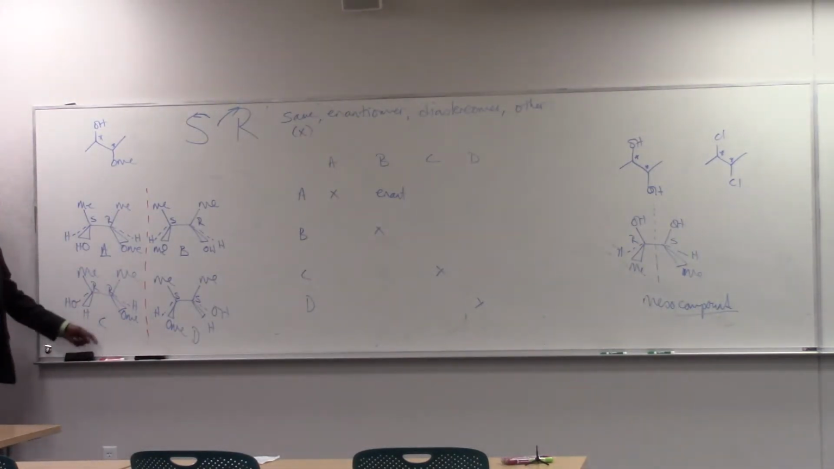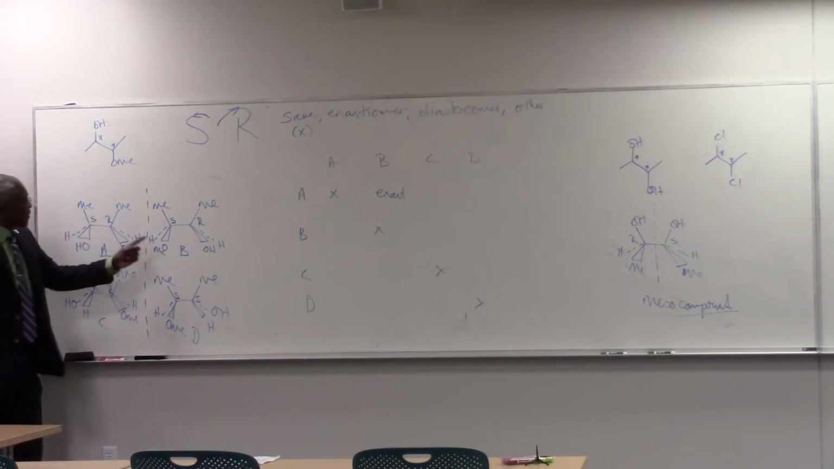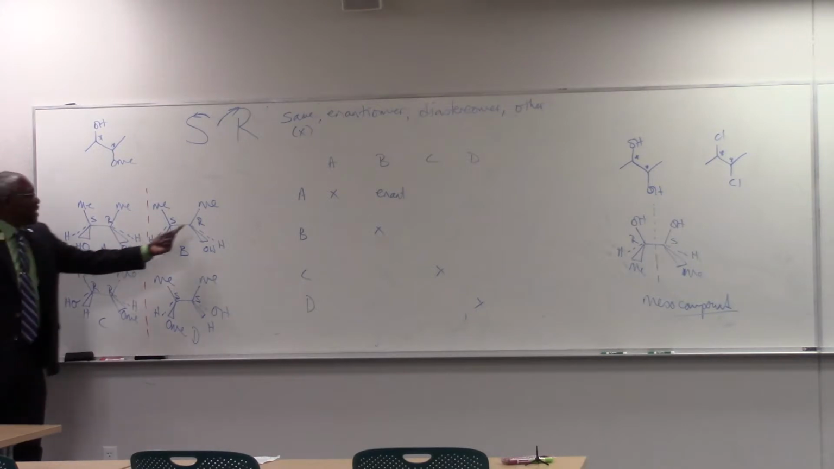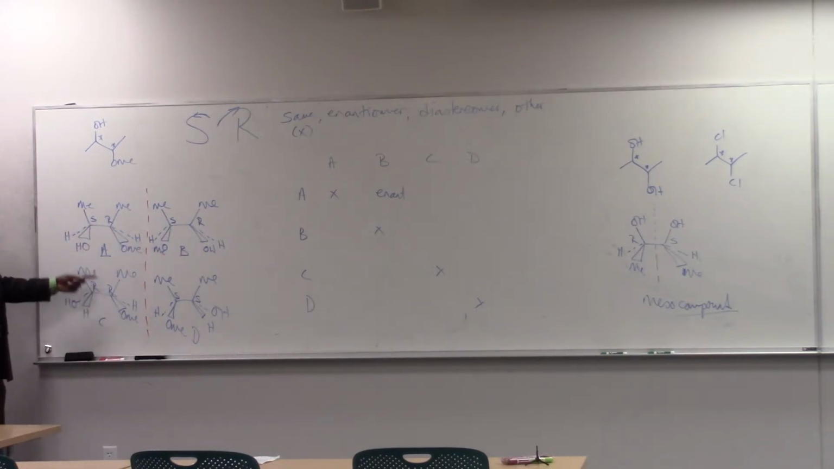What about A and C? Well, they're not the same, because here the OH group was on a carbon that's S, here it's R. Are they enantiomers? Well, no. The enantiomer of the SR compound is the RS compound. So these are not mirror images, right?